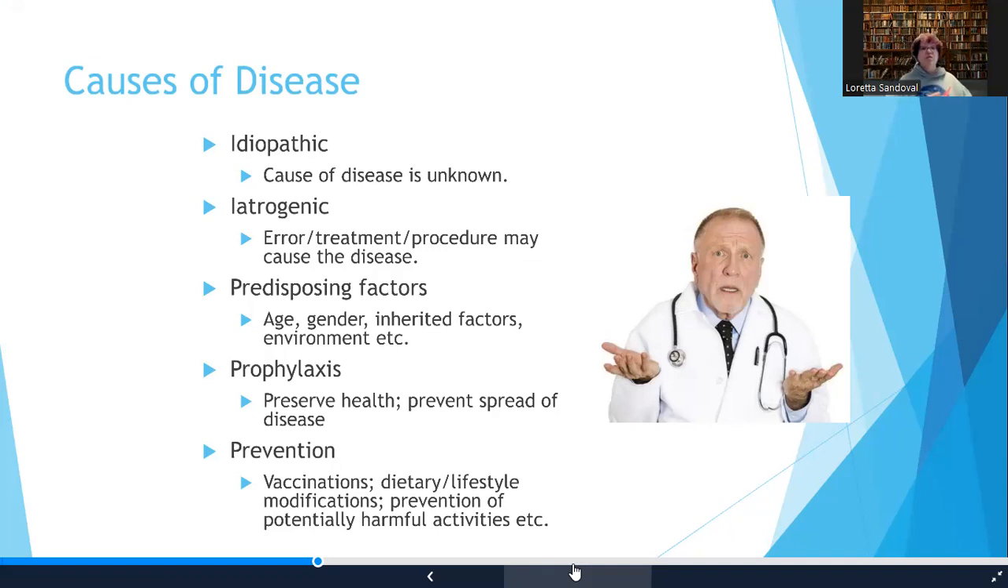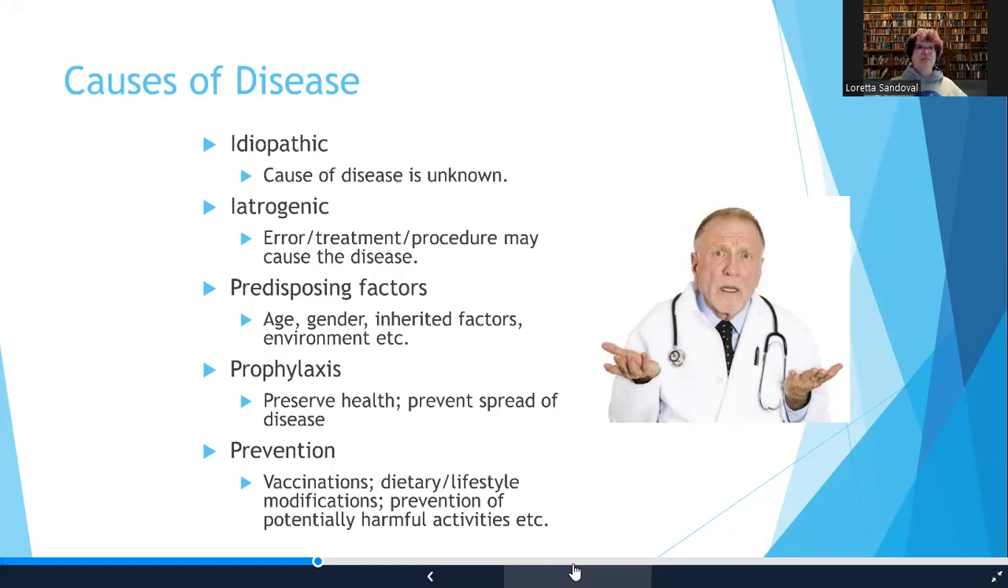Prevention also includes vaccinations, dietary and lifestyle modifications, prevention of potentially harmful activities like skydiving without a helmet, skydiving without a plane, that might be dangerous, skydiving without a parachute. Anyway, I don't know how I got on that skydiving thing, but anyway, so wearing a helmet is prevention.